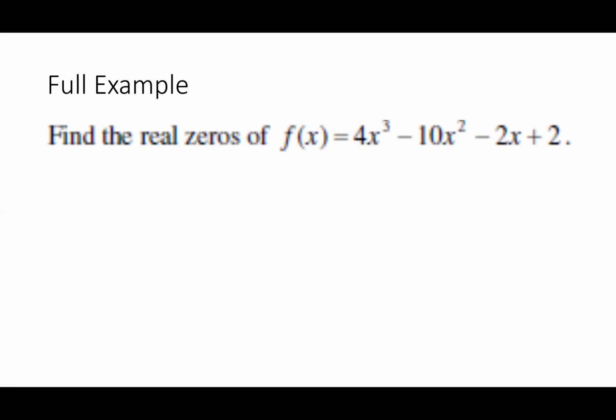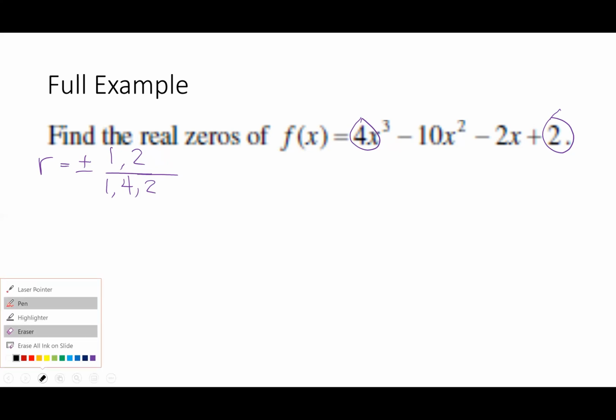Okay, first, we use the rational roots theorem. So we've got factors of 2. Well, what are the factors of 2? 1 and 2, no problem. We're dividing it by the factors of 4. Well, what are the factors of 4? We've got 1, 4, and then 2 and 2. Now, here's the thing. I don't need to write the 2 and 2. I can just write 1, 4, and 2 because there's no point in writing it twice.